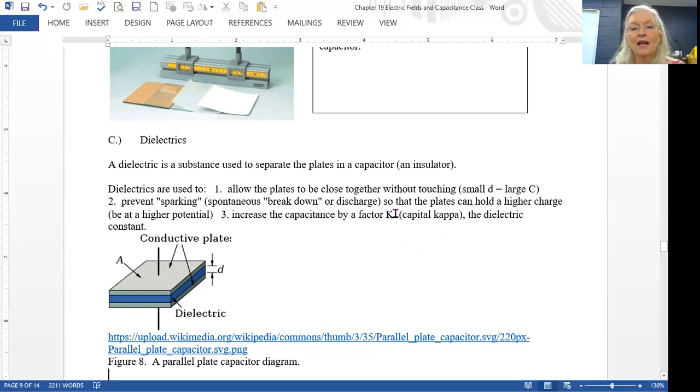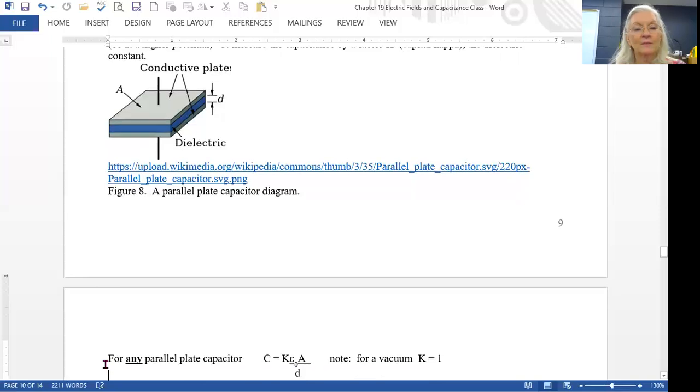Now this is not a capital K, this is a capital kappa, a Greek letter, which is the dielectric constant. So we've got our two conducting plates, and then this darker blue is our dielectric.